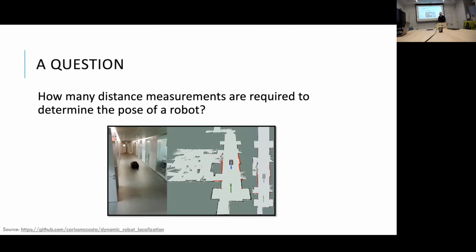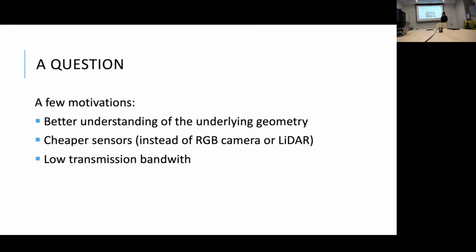But one might ask whether we actually need that kind of range of measurements. Maybe we can use only a few. Or how many do we need to determine the position? Why this problem might be interesting is first of all understanding the problem. We can do this kind of matching, but it doesn't say anything about the geometry of even one measurement: where might we be?